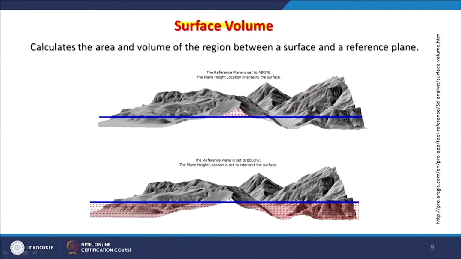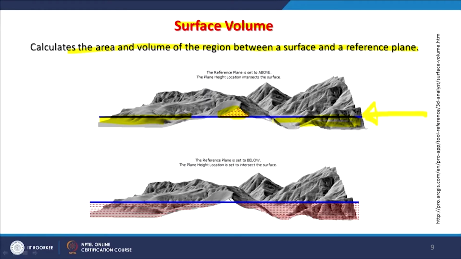So let's see what exactly the surface volumes are that we want to calculate. It calculates the area and volume of the region between a surface and the reference plane. Like here, this blue line is our reference plane and the surface is shown in shades of grey. So here we find that this area has to be cut, whereas these areas have to be filled, if I want a completely flat level along this line on this terrain.